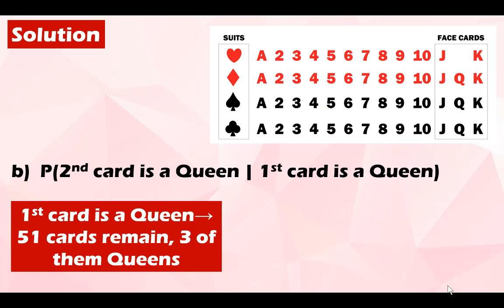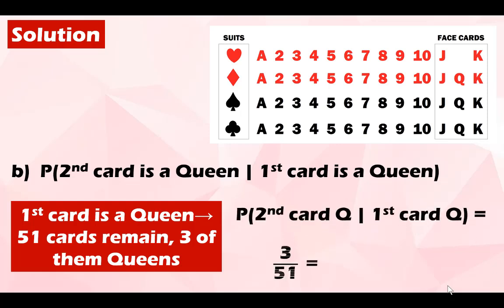So the probability that the second card is a queen, given that the first card was a queen, is 3 out of 51. Now, if we wanted a fractional answer, we would reduce this to 1 out of 17. And as a decimal, this is going to be 0.059.